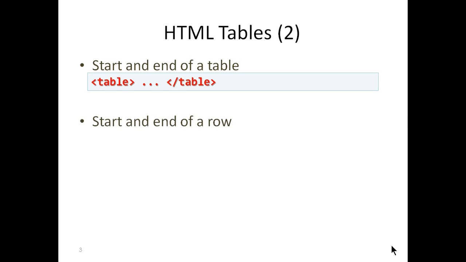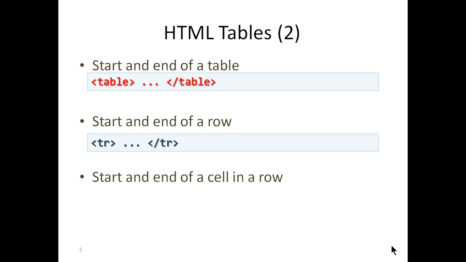Now the start and end of a row. The start and end of a row is tr. So tr in angular brackets is the opening of the row. The dots mean that in there you will write the content of the row, and then slash tr is the closing of the row. Then the start and end of a cell in a row: td with dots is the opening tag of the cell, and slash td is the closing tag of the cell in a table.